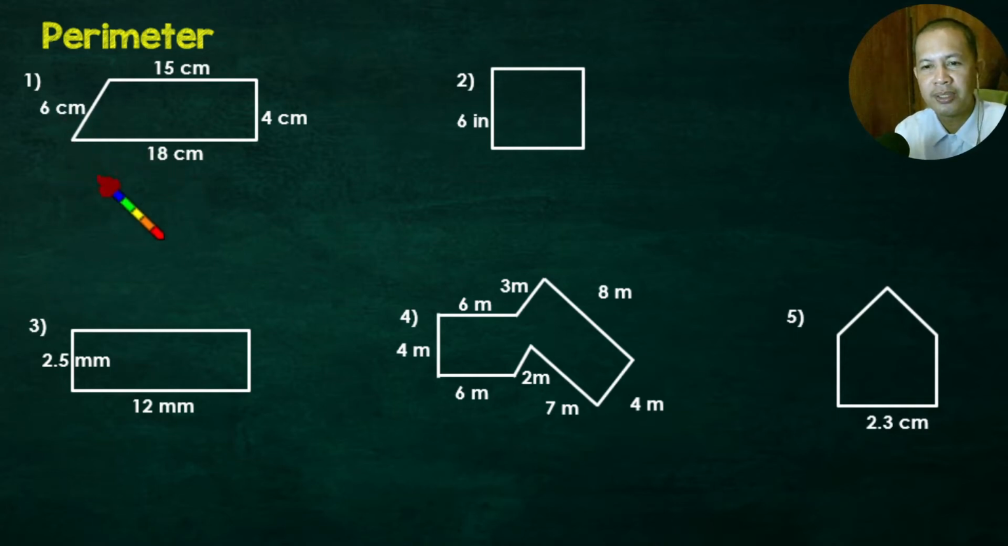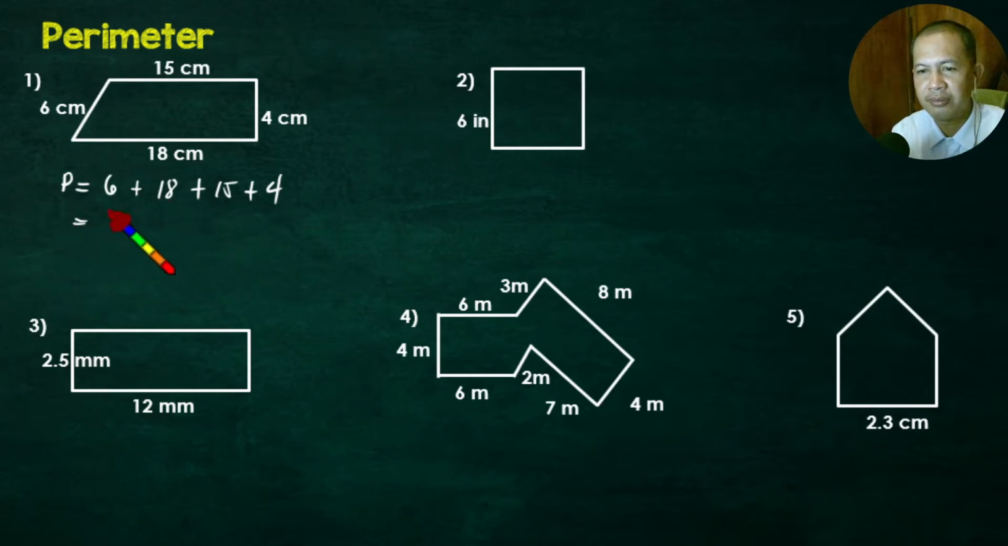So dito, pag total lang natin, so pag sinabi natin total, we're using the process of addition. I-add lang natin ang all the sides ng ating shape. Okay, simulan natin dito. So perimeter is 6 plus 18 plus 15 plus 4. So add lang natin lahat ng ating mga sides. That is now our perimeter.